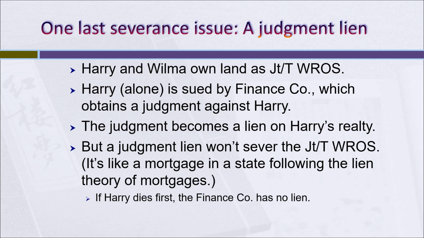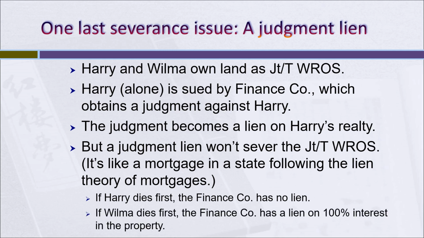The result is that there's still a right of survivorship. So if Harry dies first and Wilma survives, the finance company has no lien at all because it was a lien on only Harry's interest, and Harry's interest has been extinguished by the right of survivorship. On the other hand, if Wilma dies first, the finance company has gotten lucky now. It now has a lien on a 100% interest in the property because that's the amount of interest that Harry owns once Wilma dies. Again, under that right of survivorship.